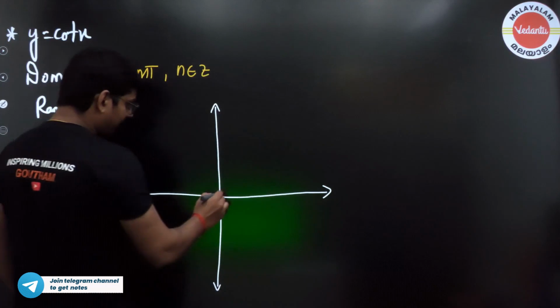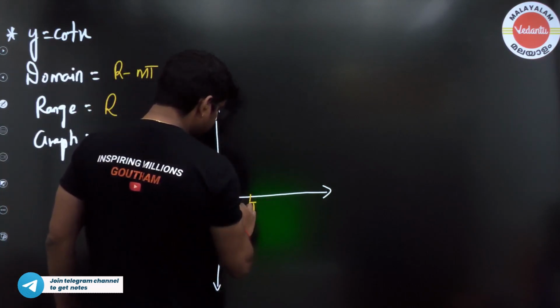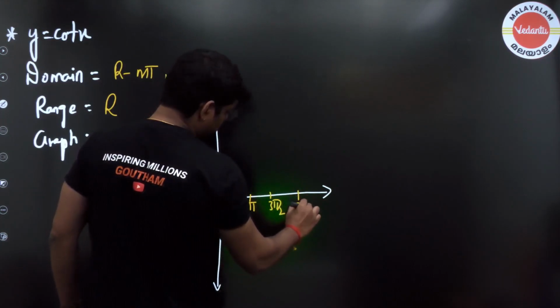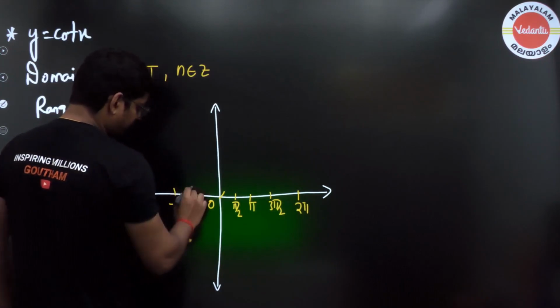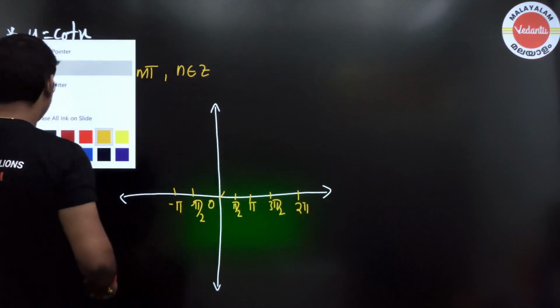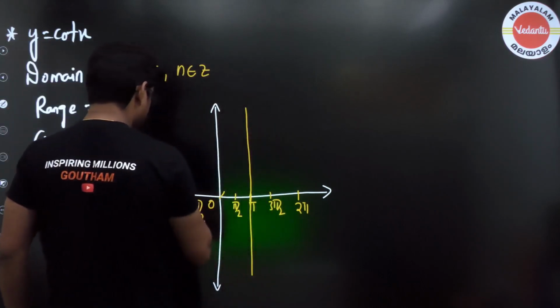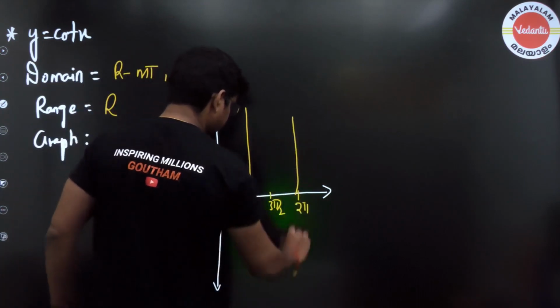Now coming to the graph, this is 0. Let's say this is going to be pi. This is pi by 2. This is 3 pi by 2. This is 2 pi. And let's say here you have minus pi, okay, and here you have minus pi by 2. So the graph is like this. For this, let me just draw it in this way, okay. So then you have like this, okay, and then you have like this, okay.